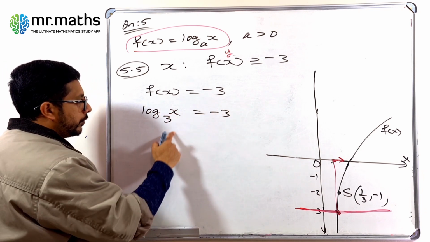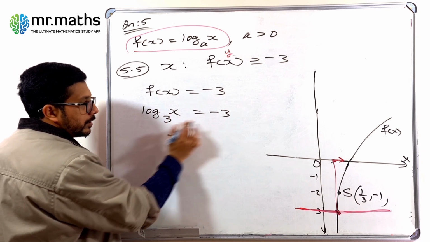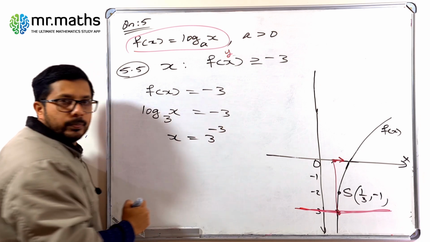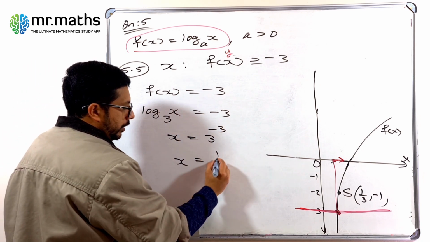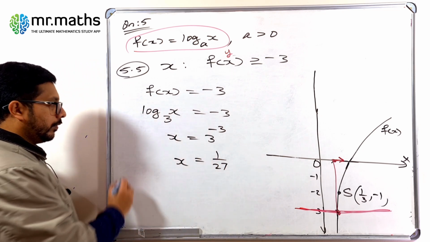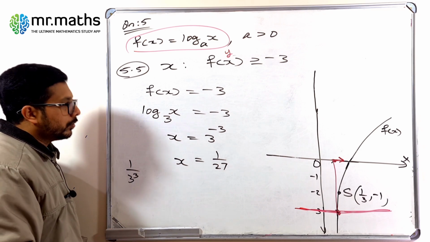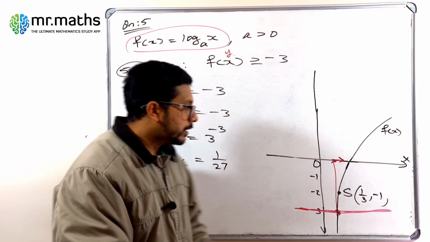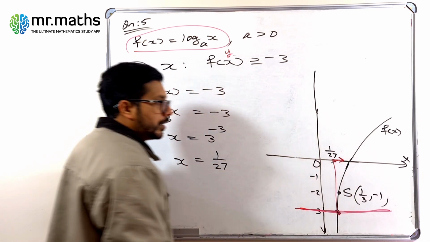Okay, so how can we write this in exponential form? This x is equal to this base power -3, 3 raised to -3. So it means that x is equal to, check in your calculator, 1/27. Okay, 1 by 3 raised to positive 3, 1/27. So when y is -3, what is the x value? Here the x value is 1/27.